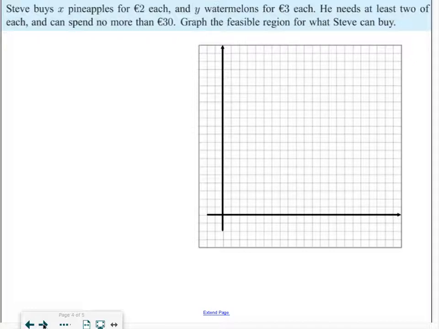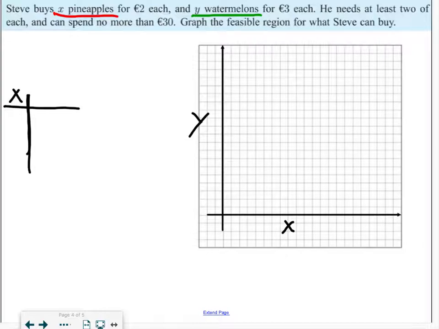So I'm going to start labeling things. So I know that X is my pineapples. I know that my Y is my watermelons. Okay, so I'll associate watermelons with green, and I'm going to associate pineapples with red.